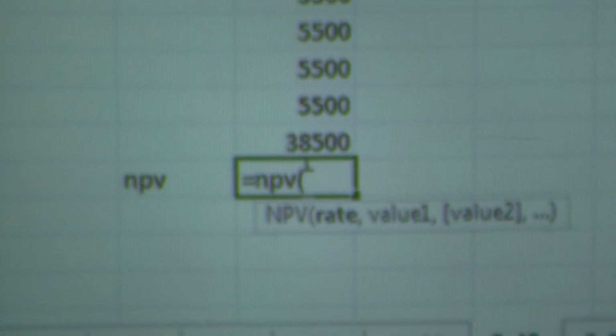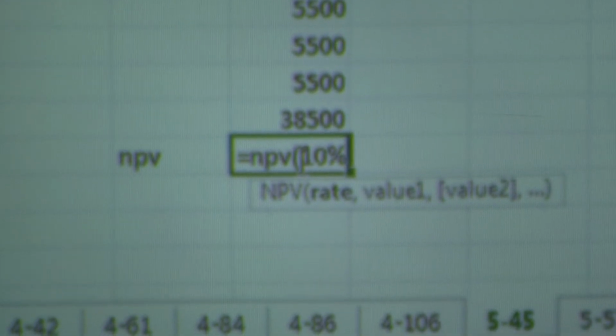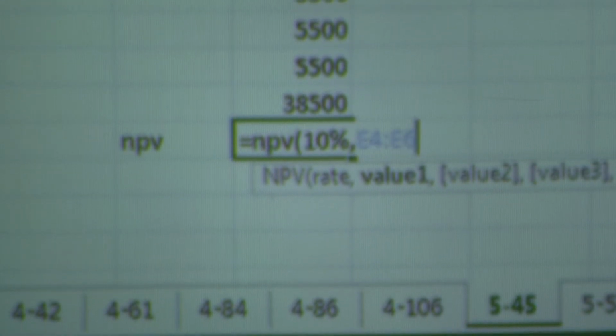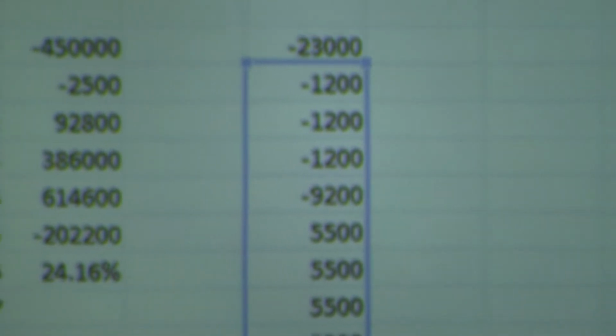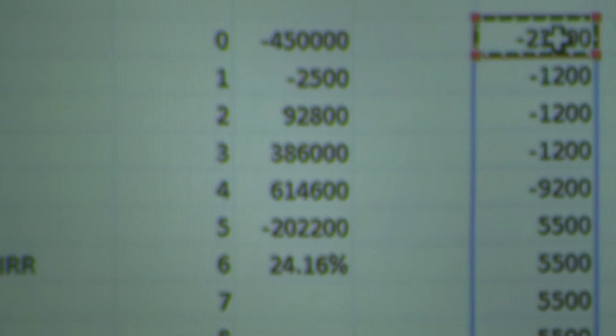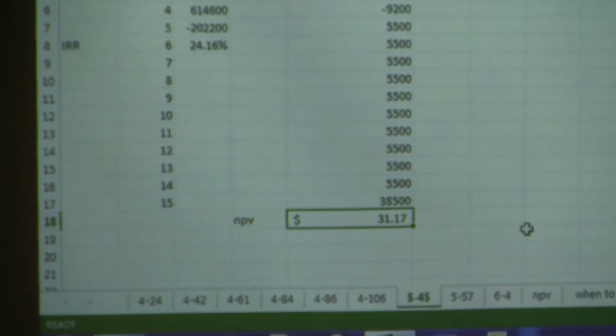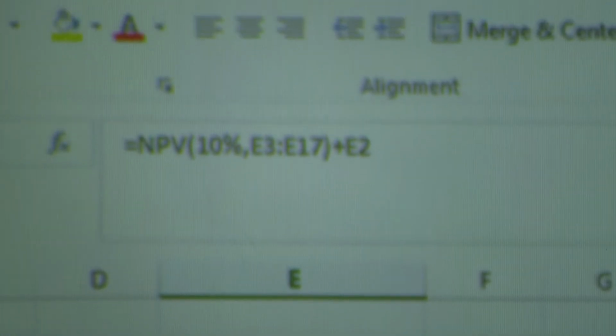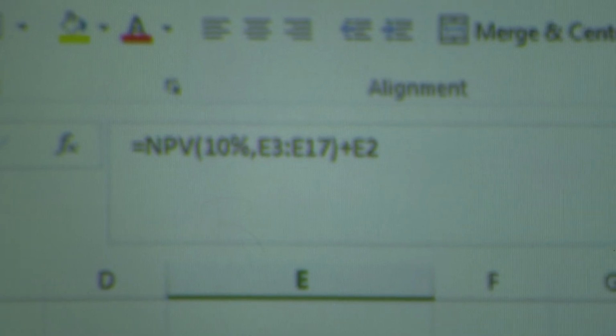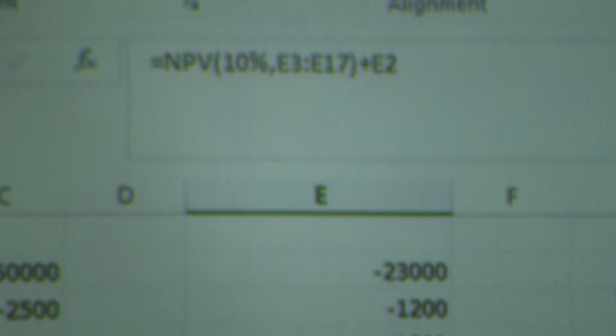Equals NPV, some rate. We're going to assume 10%. And then a series of values. I'm grabbing from 1 through 15. And then I'm adding in my present value at time 0. And I don't know why it likes to give me a percentage all the time. $31.17. That doesn't seem right, but I'm going to have to trust that it's right.